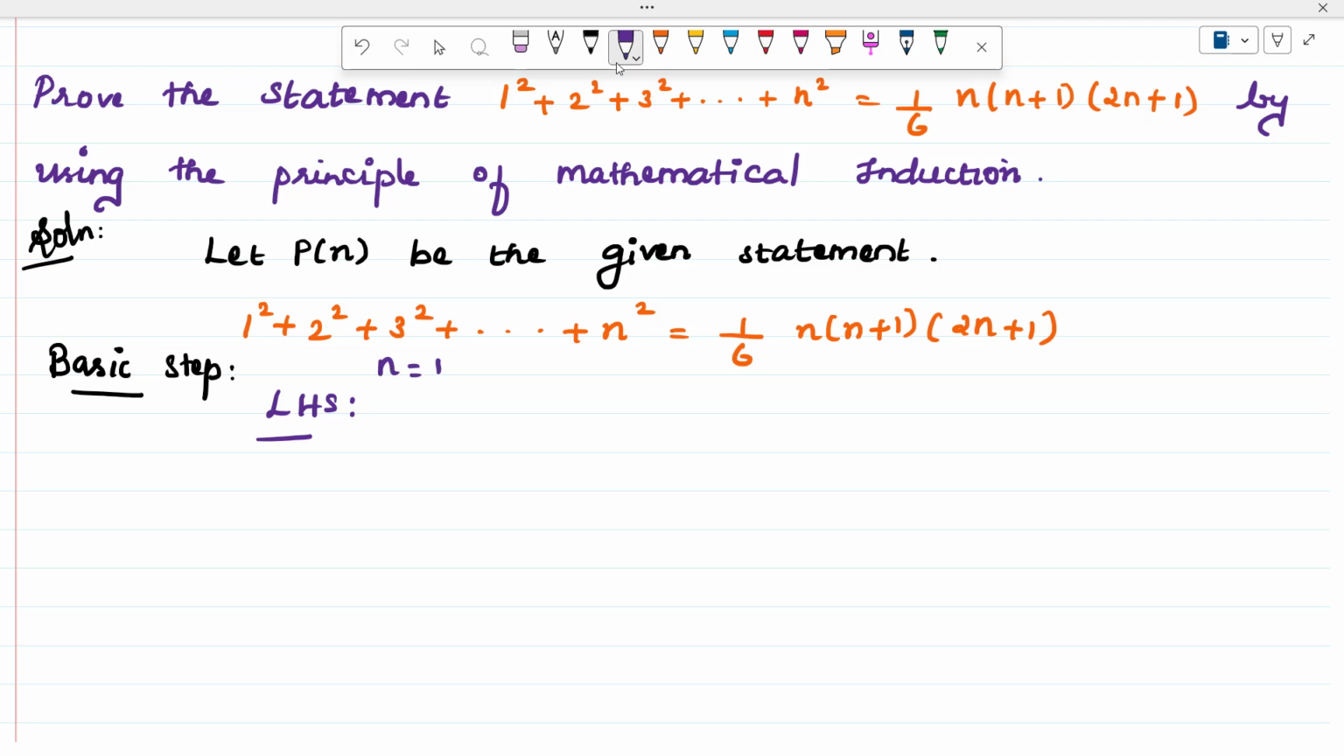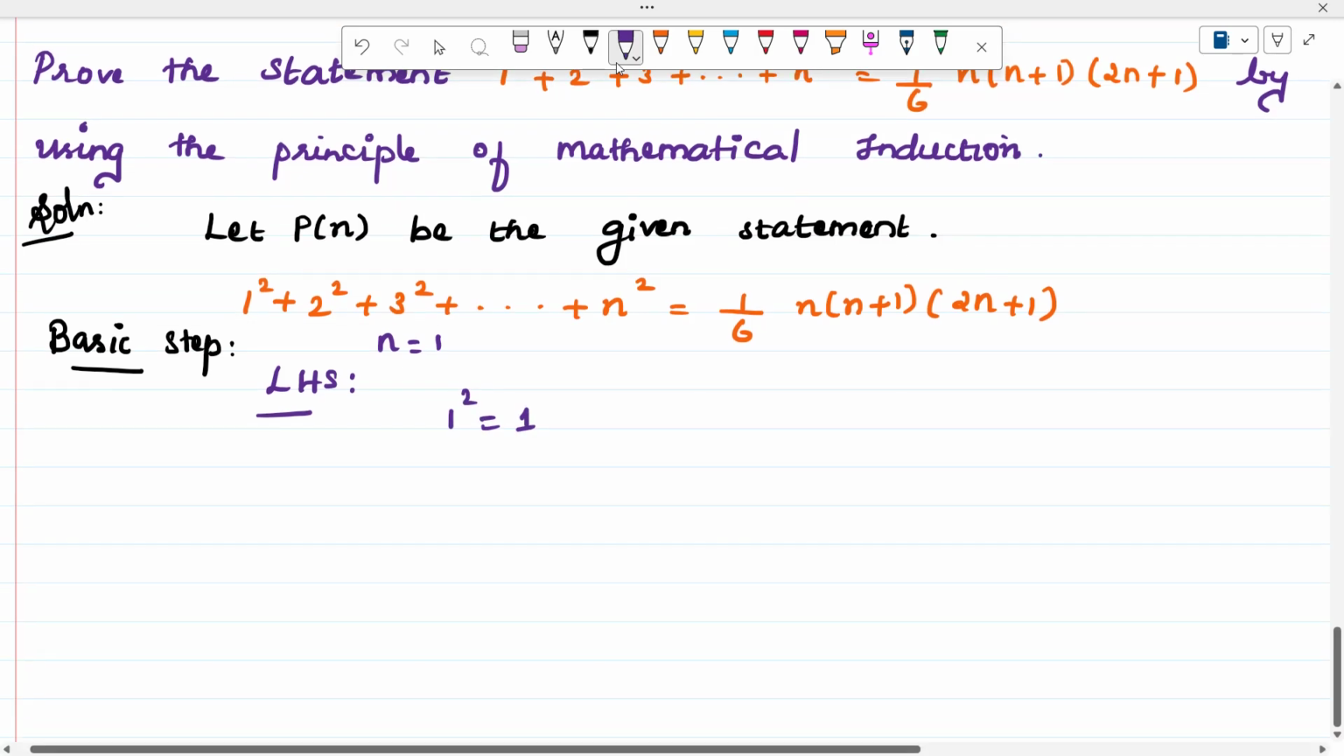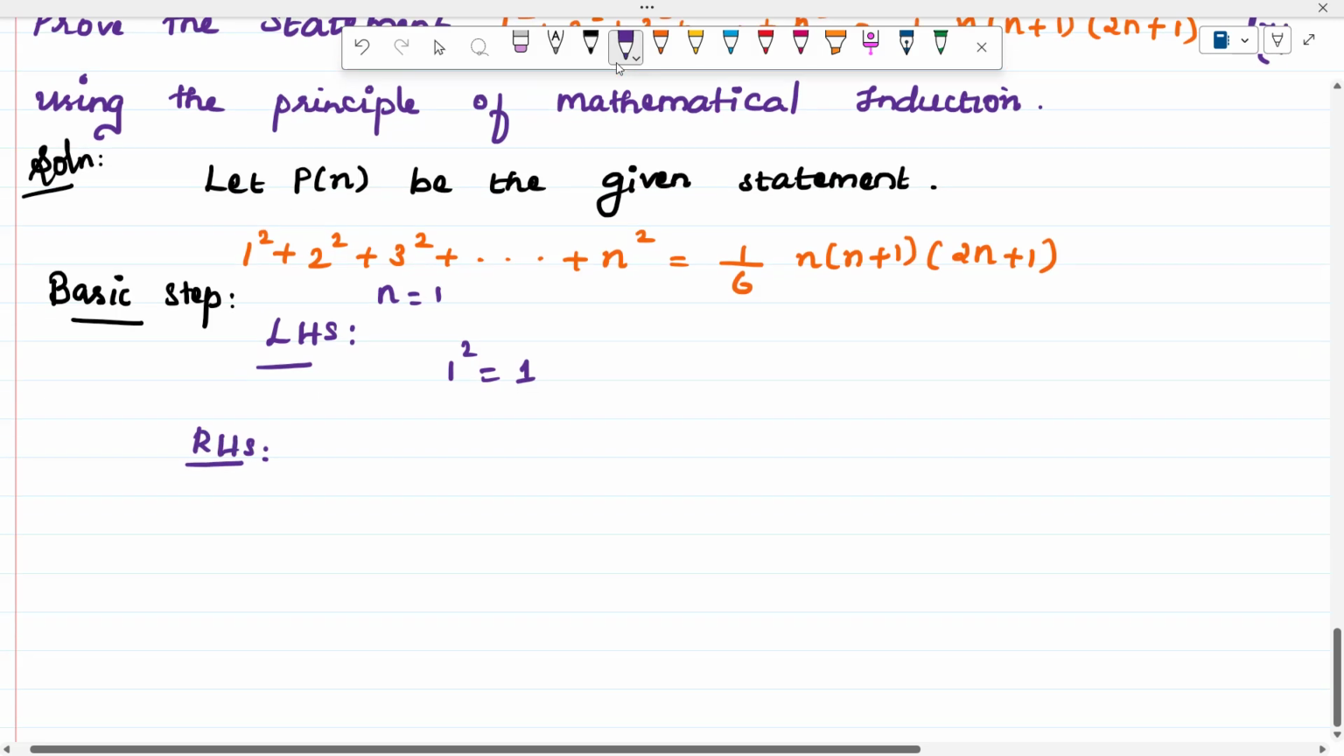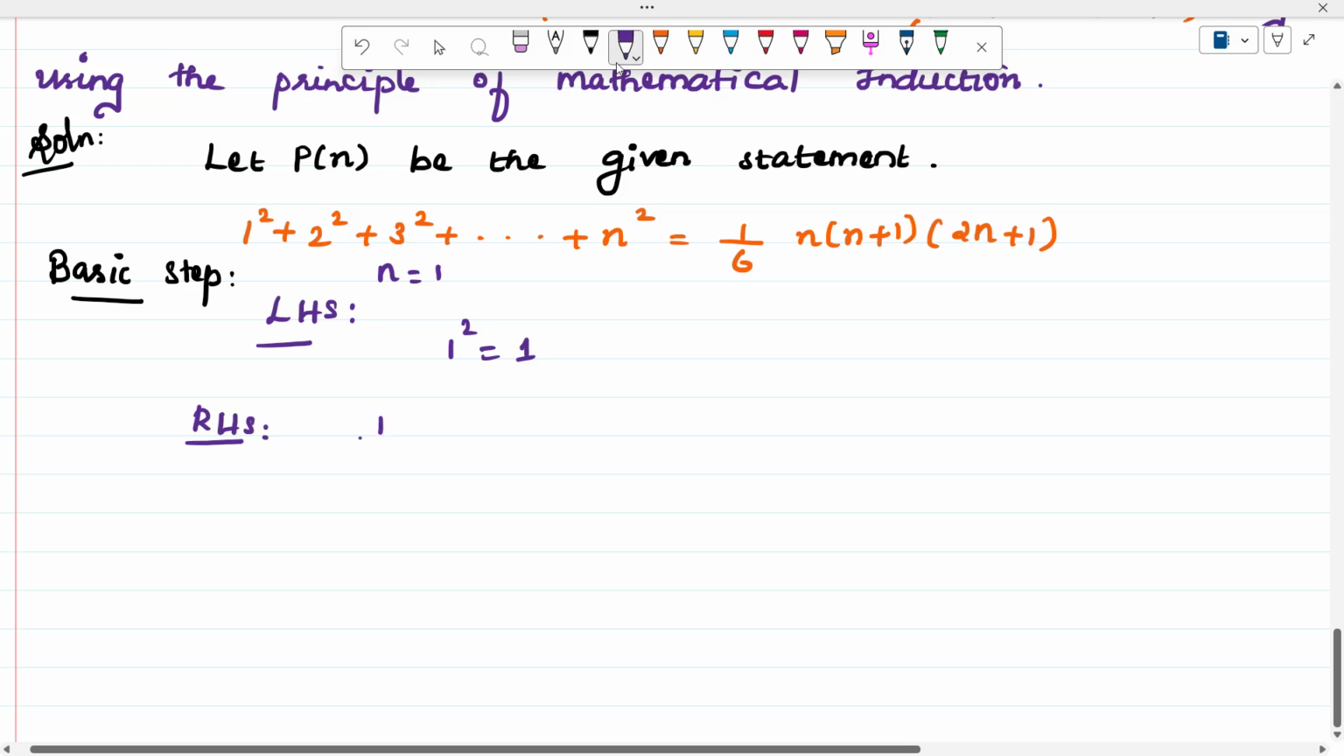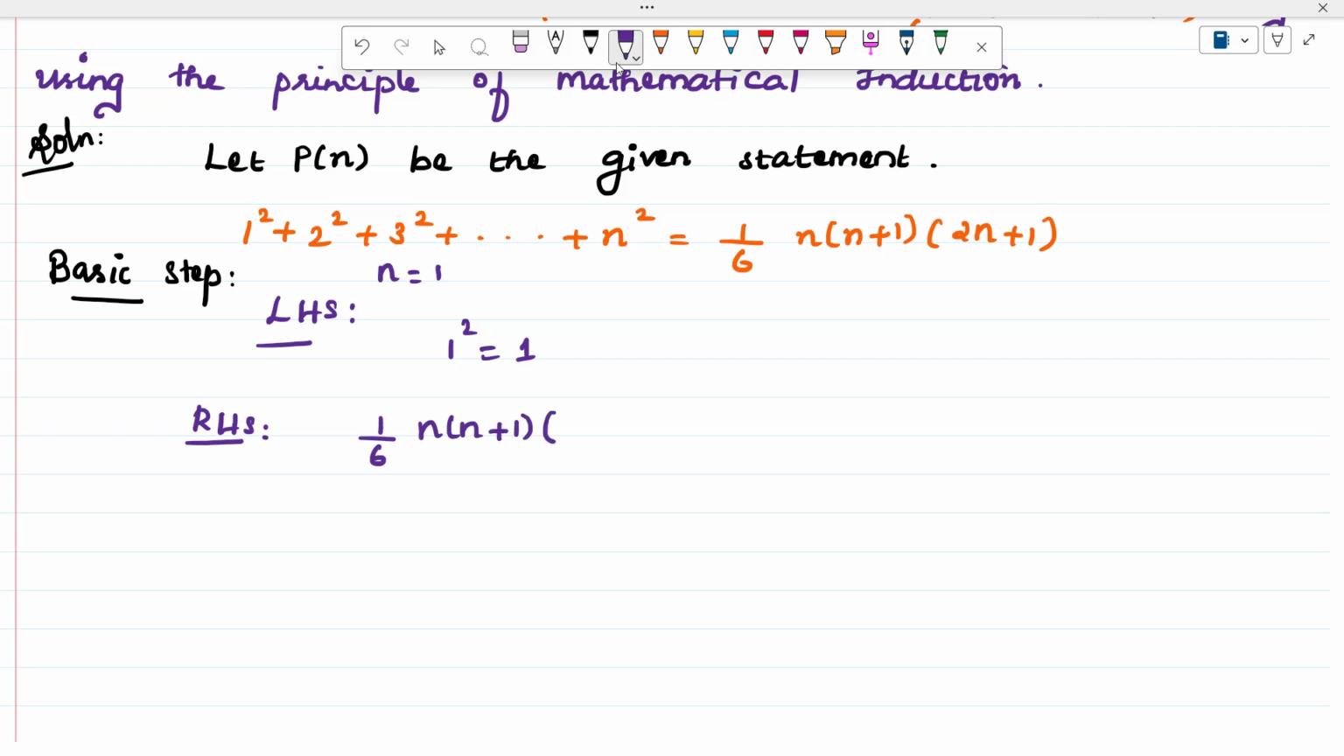So LHS is n², therefore 1², the value is 1. Similarly, for the right hand side, RHS, in the place of n you have to replace 1. Therefore RHS is (1/6) × n × (n + 1) × (2n + 1), which is equal to 1/6 into, in the place of n you have to replace 1. Therefore 1 into (1 + 1) into (2 × 1 + 1).